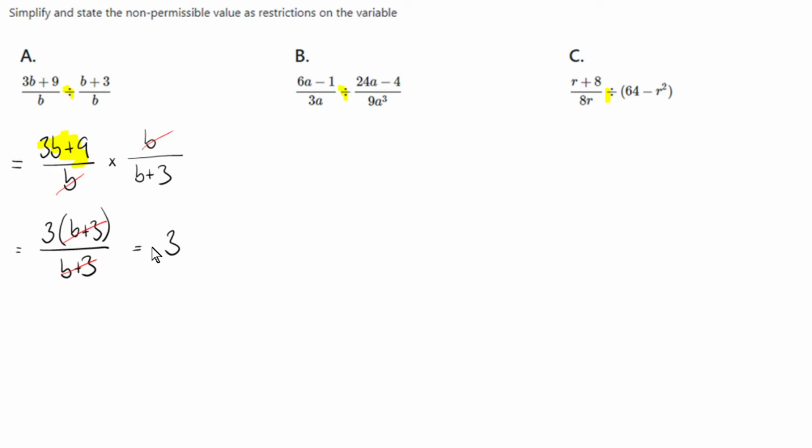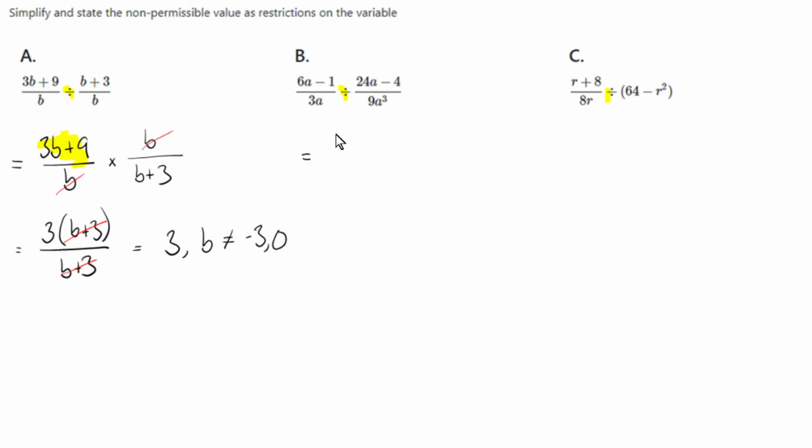Because it's a rational expression, we need to identify non-permissible values. So if we go back here, b can clearly not be 0. Over here, b cannot be negative 3. And that's about it. So all I'm going to do here is just flip the 0 and negative 3 around, so we have the smaller number first, and those are going to be our non-permissible values for this rational expression.